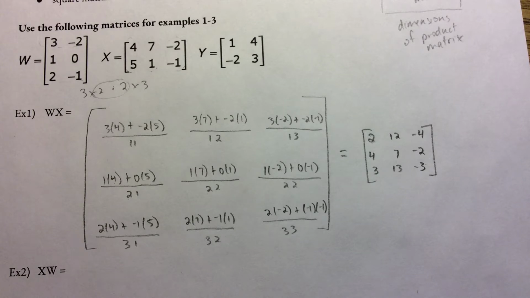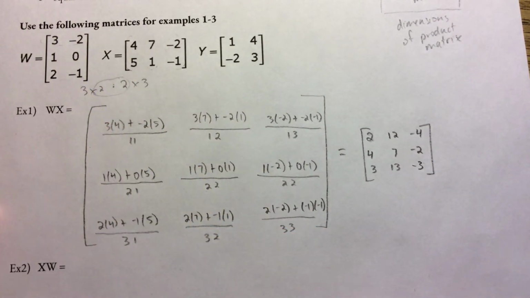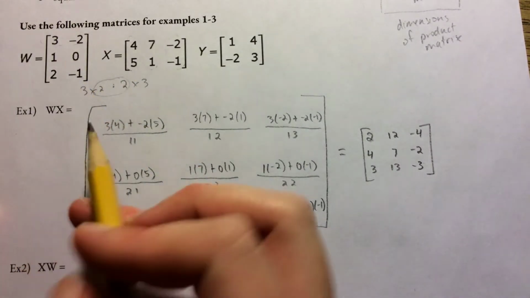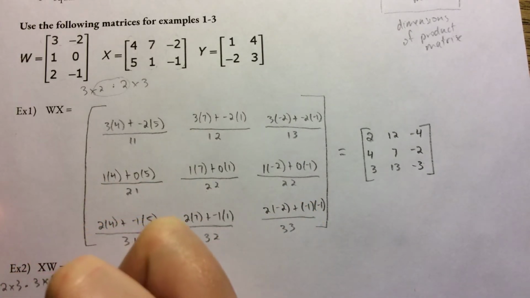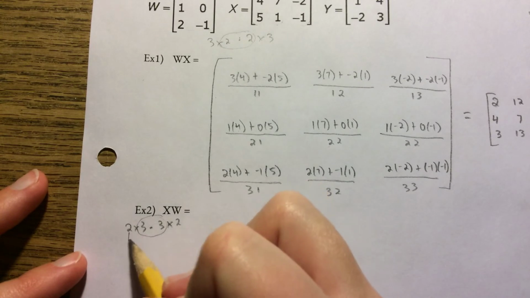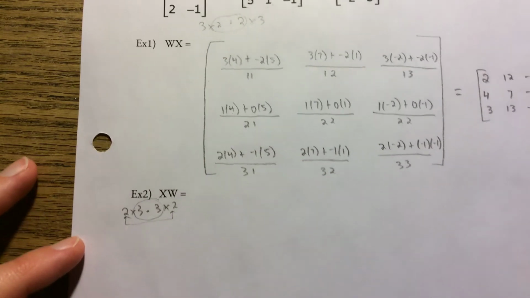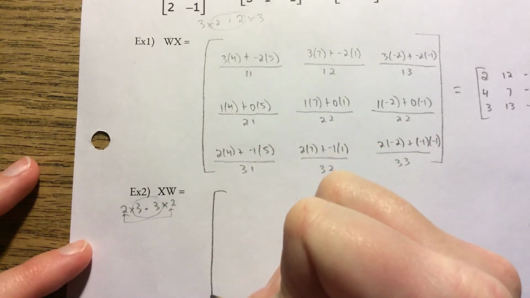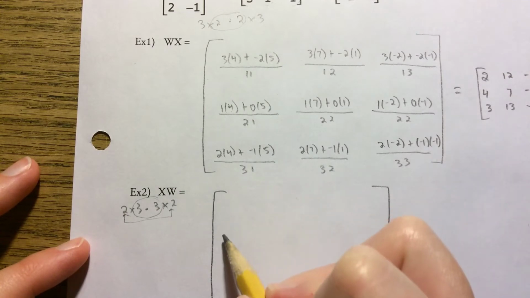Alright, so let's try another one. XW. If I do XW, now I have a 2 by 3 being multiplied by a 3 by 2. Again, the inside numbers match up, and the outside numbers tell us that my solution is going to be a 2 by 2. So I'm still going to draw a big giant one here. It doesn't need to be quite as big.